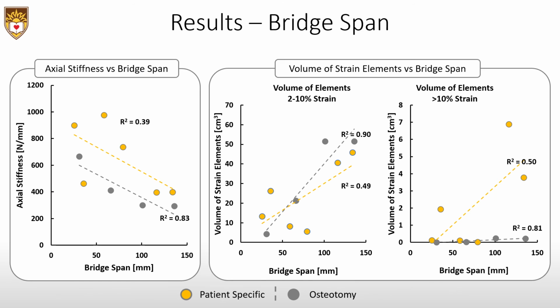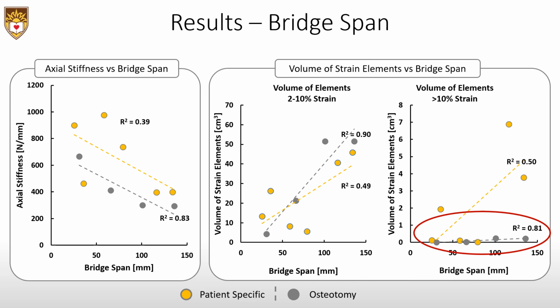First, as a sanity check, we looked at the overall construct stiffness versus bridge span. Overall, in both the patient-specific and osteotomy models, the stiffness decreased with increasing bridge span, which is consistent with many published results. We then correlated the volume of elements in the different strain ranges with the bridge spans of all of the constructs.